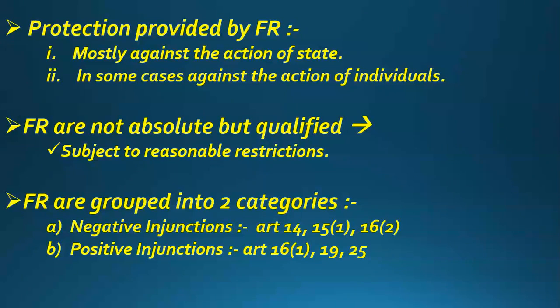And positive injunctions means positive commandments, means fundamental rights are giving command to the state to do certain tasks. For example, state should do this. In Article 19, the state has to provide freedom of speech and expression to all individuals. The state has to guarantee right to liberty to all the citizens of India. So there are two categories of fundamental rights: in negative injunctions fundamental rights stop the state from doing certain tasks, and in positive injunctions fundamental rights command the state to do certain tasks.